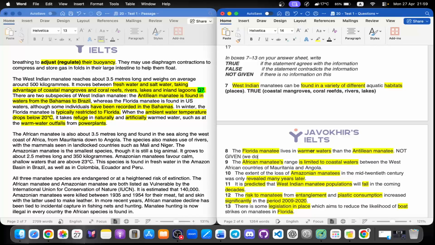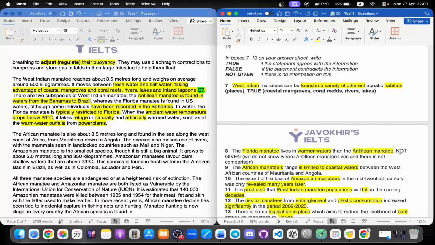We do not know where the Antillean manatee lives, and there is no comparison. All right, so make sure we know that.